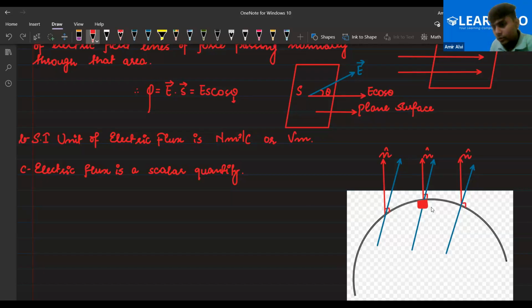So this is DS. This is a small DS area element.